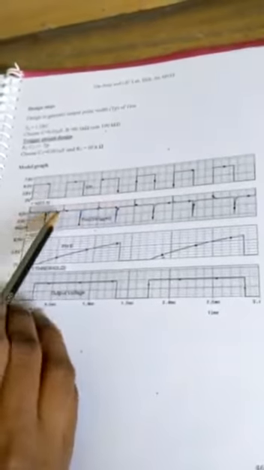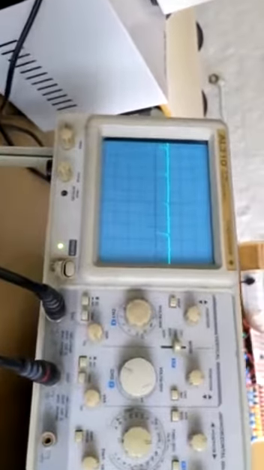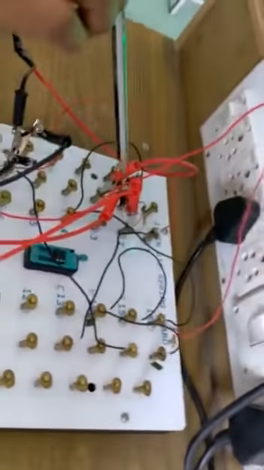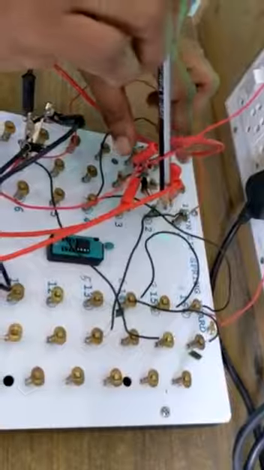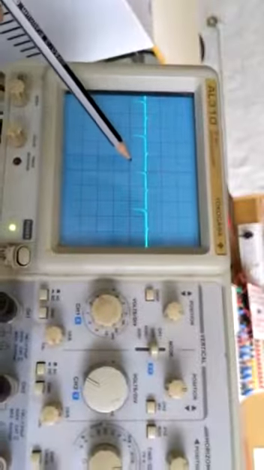You need to measure using the CRO. So we get a trigger pulse, which is used to trigger the IC 555 timer. This can be measured using the CRO. I'll put it in channel 2, and I need to measure the pulse at pin number 2. So I put the probe in pin number 2. That gives the pulse which is being generated.